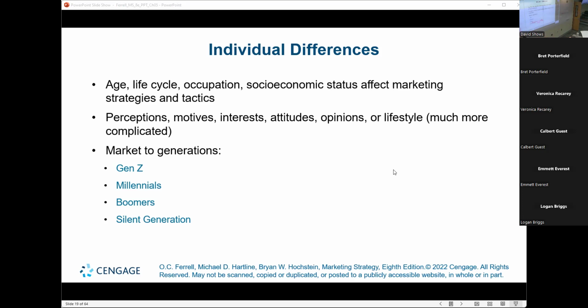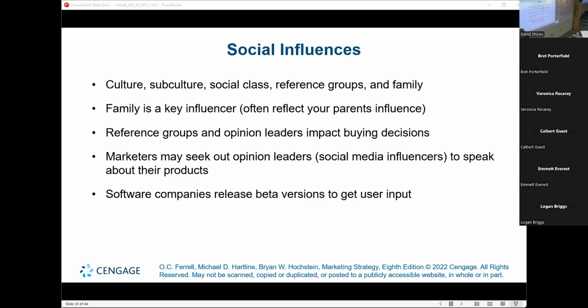So there are other individual differences that make changes, all right? And these individual differences drive us to make different choices. The first ones I want to talk about, there are two at the top that are the most important. The number one influencer in your life when it comes to purchasing decisions is your family. Number one. If you see that on a test question, remember it, okay?